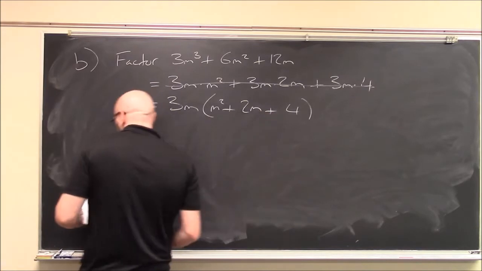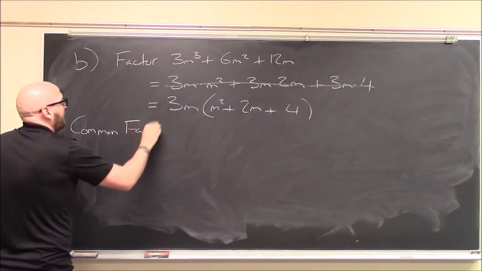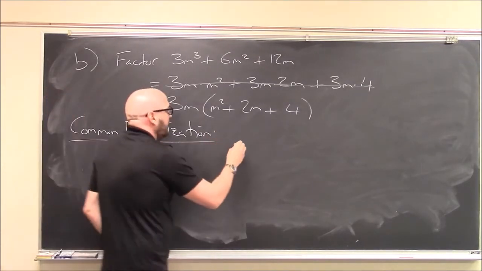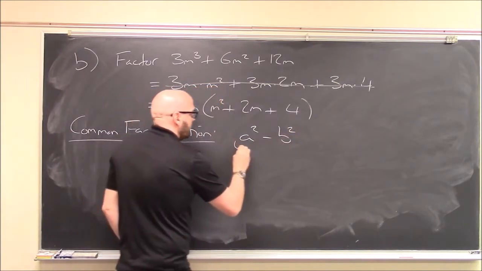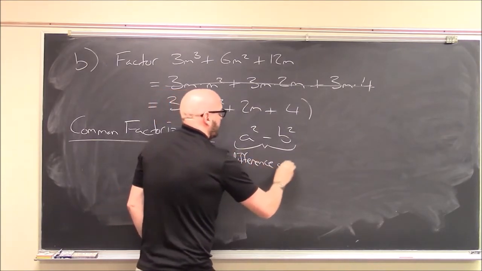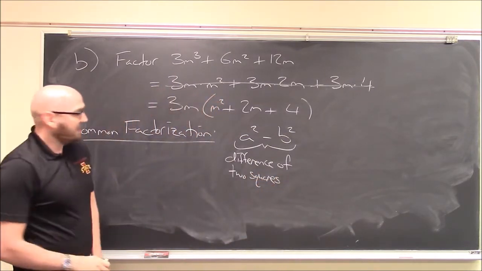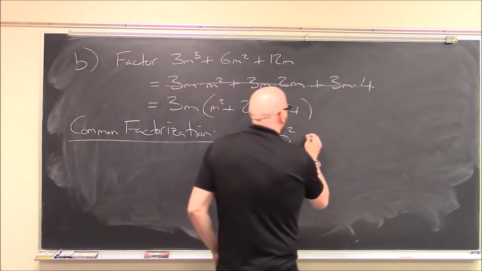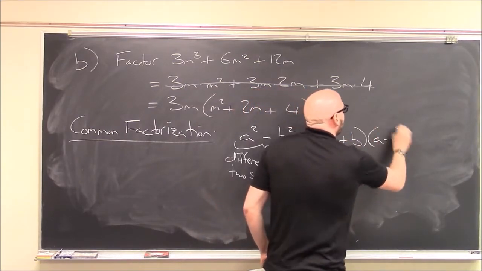Actually, before we factor trinomials like this, let me just point out a common factorization, a really common factorization that's worth remembering: a squared minus b squared, usually known as a difference of two squares. I've got one squared term minus another squared term. This always factors, and it's worth just committing to memory exactly how it factors. It factors as a plus b times a minus b.